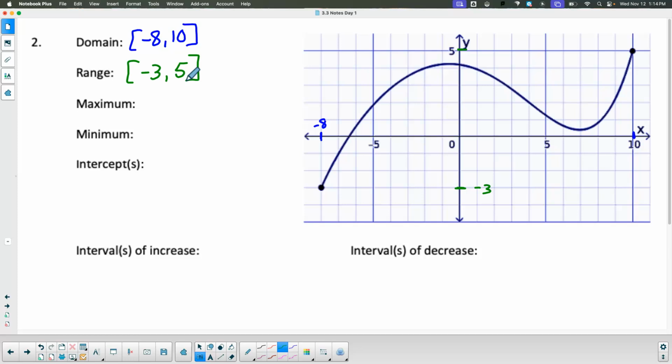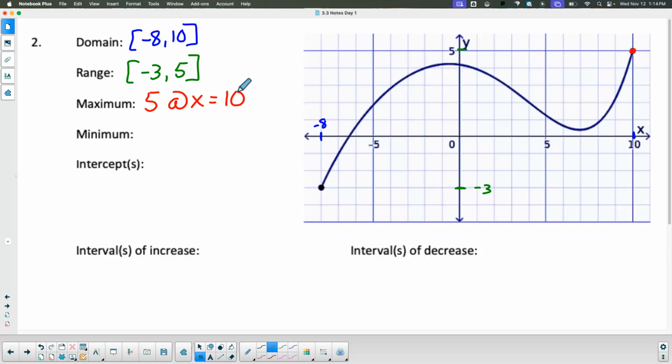Maximum. What does the word maximum mean outside of math class? Most, right? Biggest? Okay, right? So am I looking for the biggest X value or the biggest Y value? Looking for the biggest Y value. So the biggest, tallest Y value would probably be right up here. Would you concur with me on that? So that biggest Y value would be 5. And where does that happen? At X equals 10. Okay.